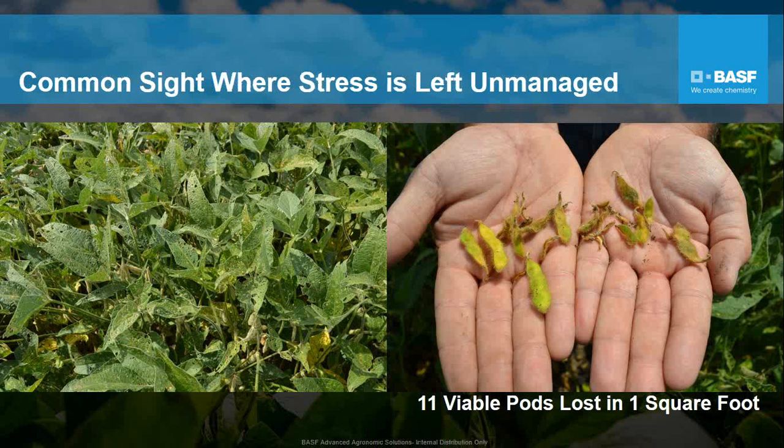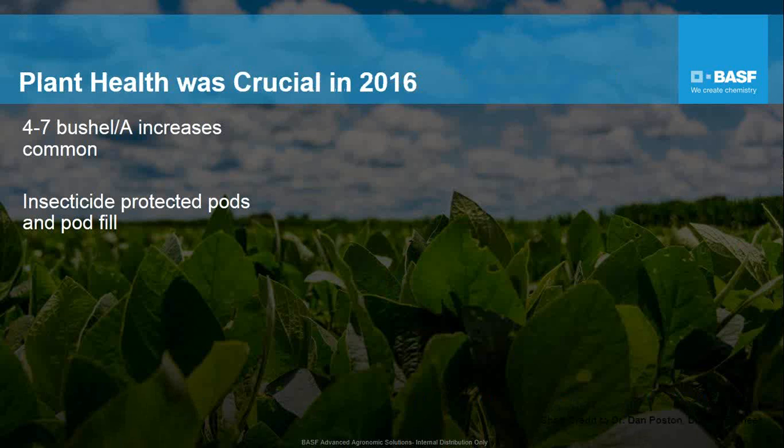And this was a real common sight I saw this year in a lot of places where we didn't manage stresses in season, whether they be insects or diseases. We saw a whole bunch of pods laying on the ground. And in this case, you see 11 viable pods in our hands there in a 1 square foot section I had drawn in a field in the eastern side of Iowa. And again, a lot of that was due to the stresses of insects feeding on those plants, and we just lost pods there because of that.